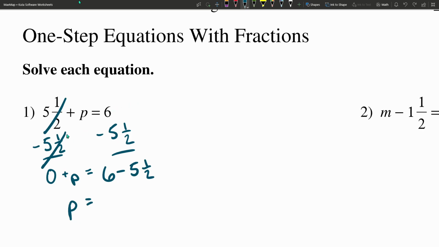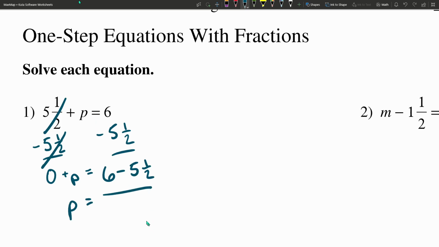And just as a note, remember that whatever we do to the left, we do to the right. So when I subtracted 5.5, I had to subtract it from the right as well. Because this is an equation, both sides are equivalent, both sides are equal, so whatever we do to one side, we need to do to the other side of this equation.